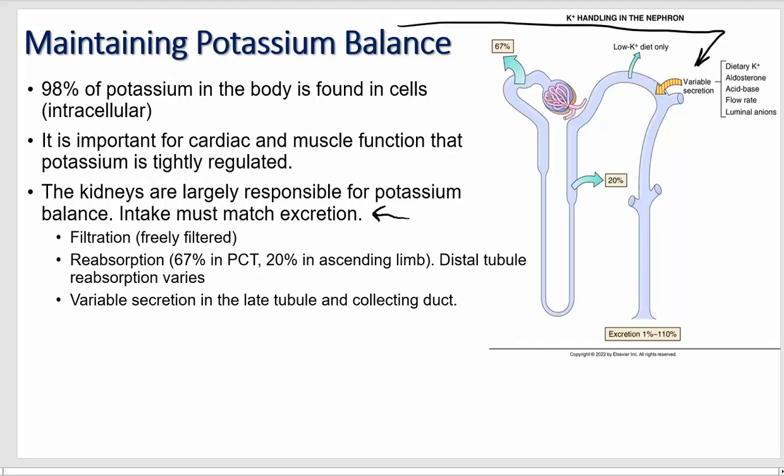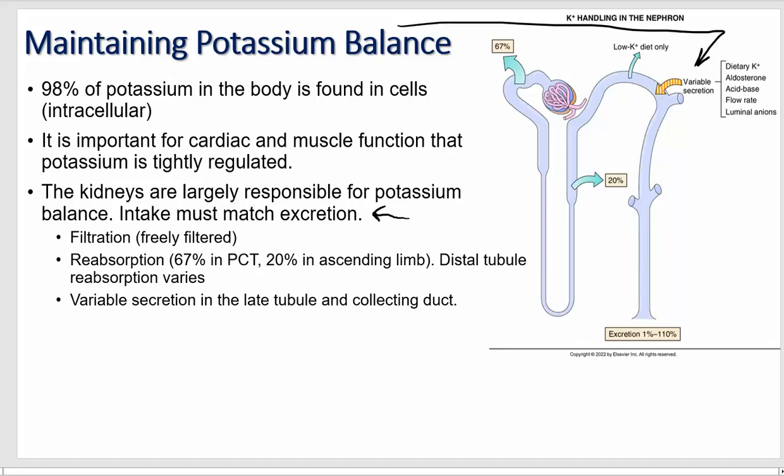We have to have some control over it, because we don't always eat the same amount of sodium and the same amount of potassium every day. So we have to have mechanisms in place to say, oh, they ate a lot of bananas, so we have to excrete more potassium. Or they aren't eating any bananas, so we need to conserve potassium.